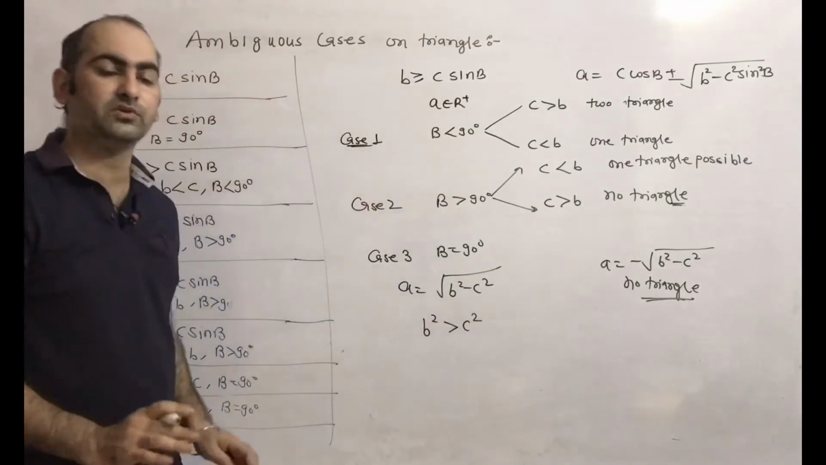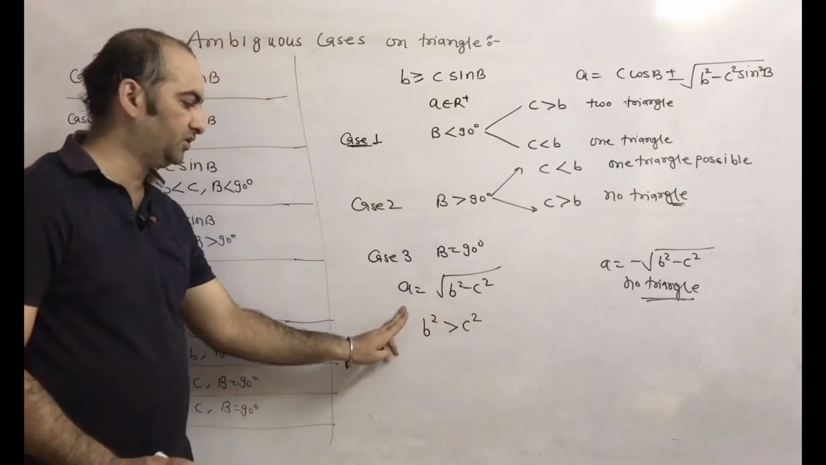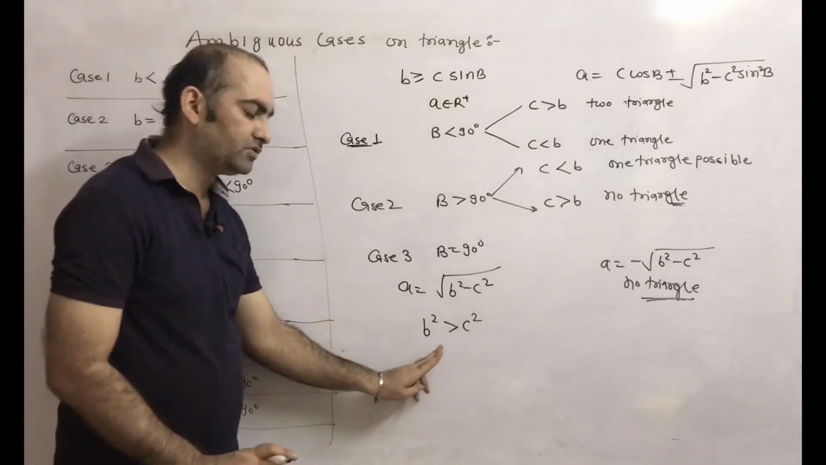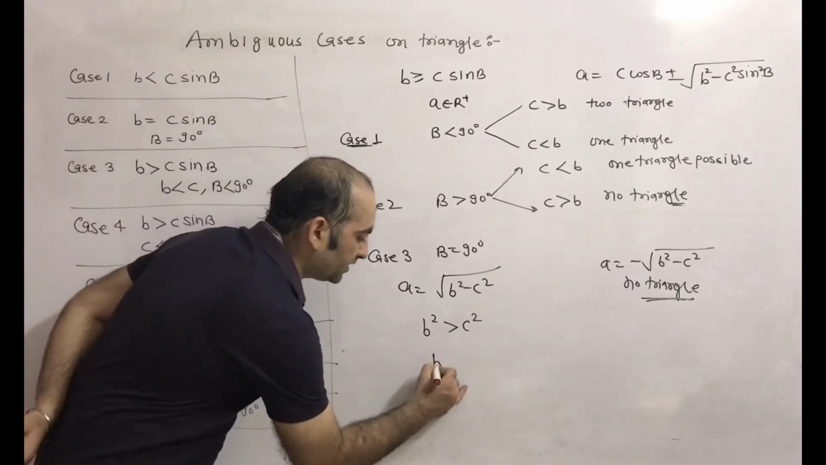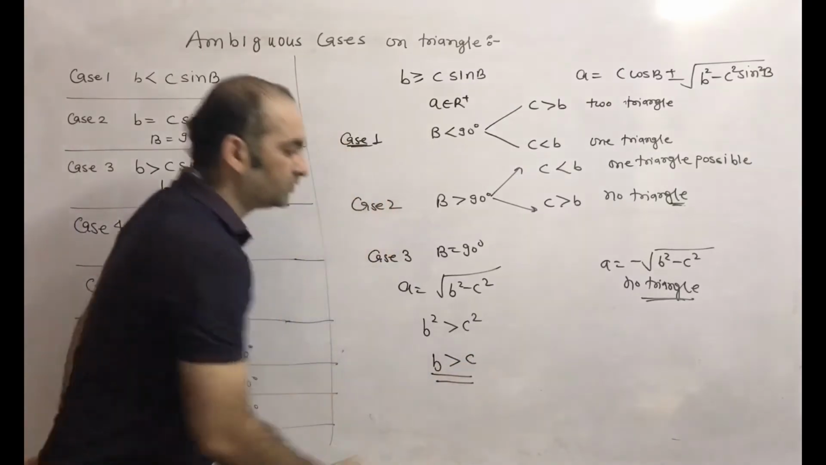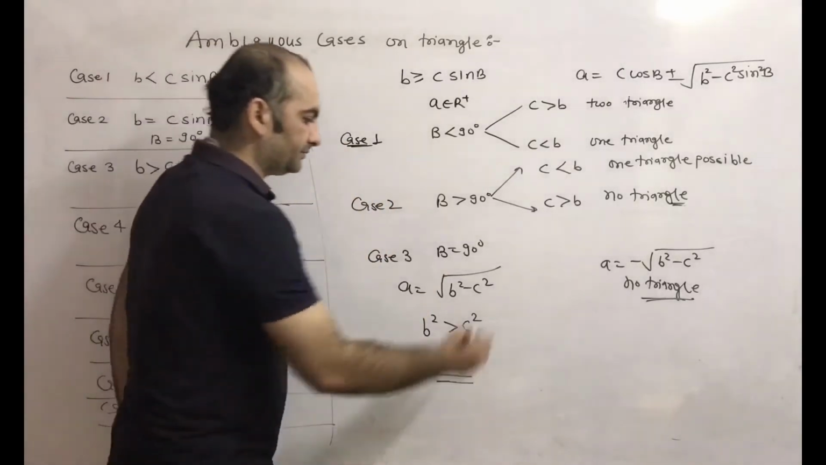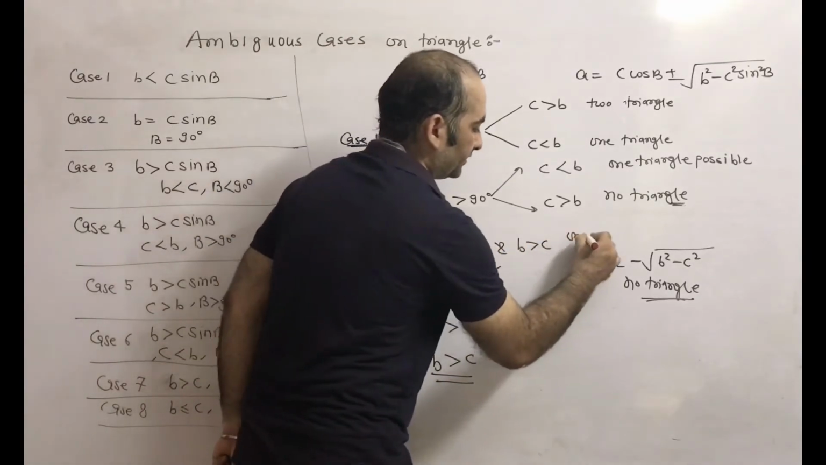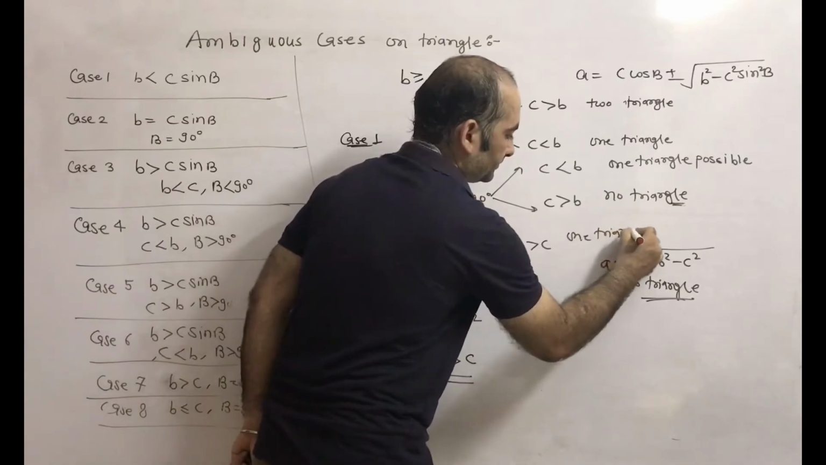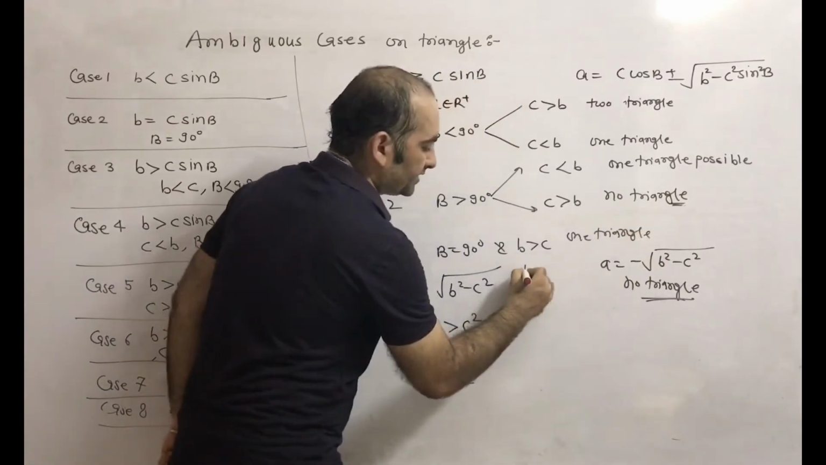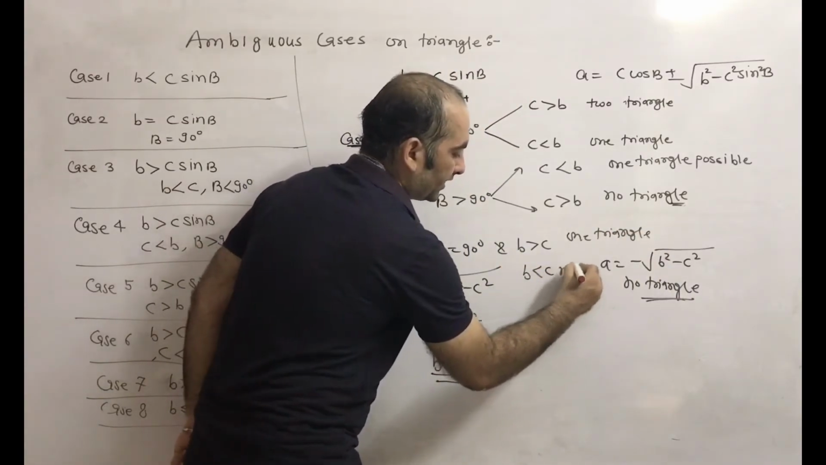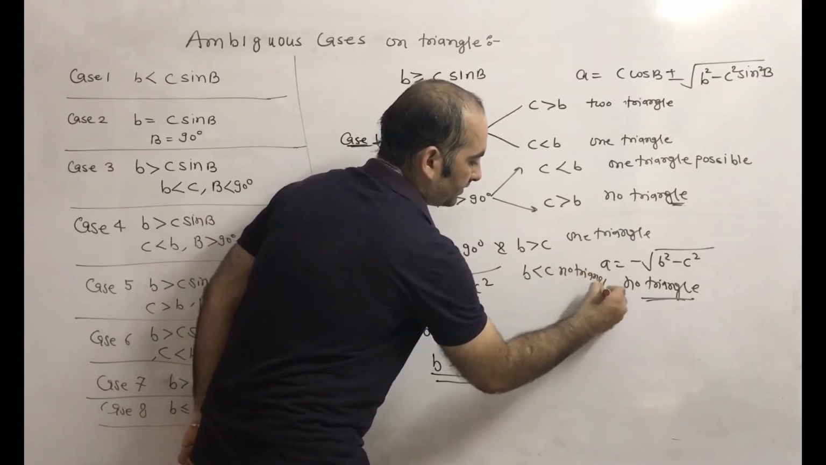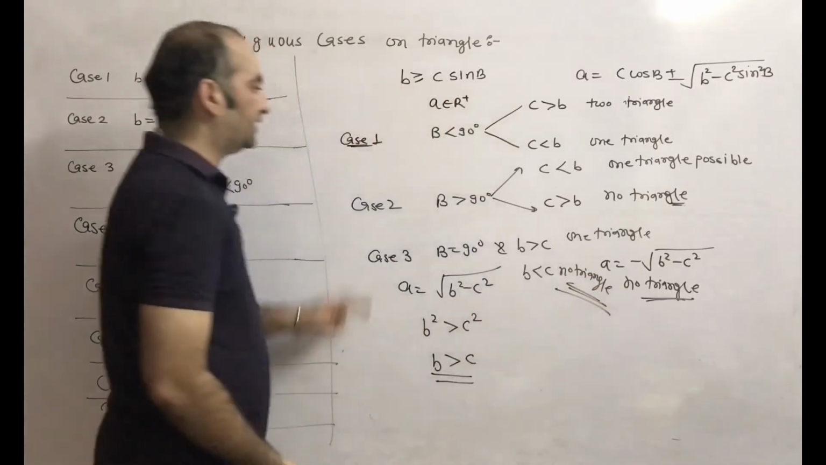Okay, equal to is not possible. If equal to, that means a will be 0, that means there is no triangle. So b square should be greater than c square, so b should be greater than c. So if B equal to 90 degrees and b is greater than c, then one triangle, and if b is less than c, no triangle. Okay, so these are the 3 cases.